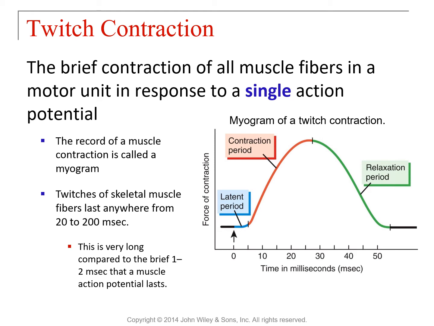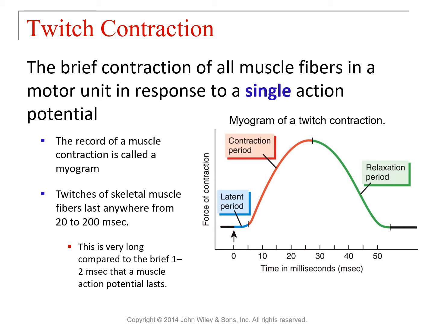And so this is not atypical, because twitches of muscle fibers last anywhere between 20 to 200 milliseconds. Now, even if you just last 20 milliseconds, this is still considerably longer than the 1 to 2 milliseconds that a muscle action potential lasts.